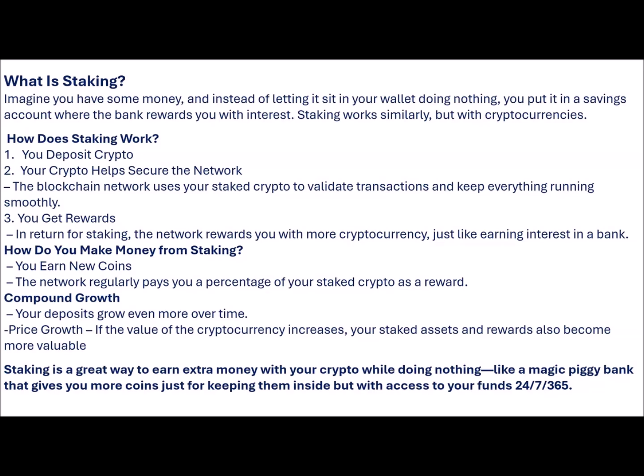So how do you make money from staking? You earn new coins. The network regularly pays you a percentage of your staked crypto as a reward. And then there's compound growth. Your deposits grow even more over time. And there's price growth. If the value of the cryptocurrency increases, your staked assets and rewards also become more valuable.